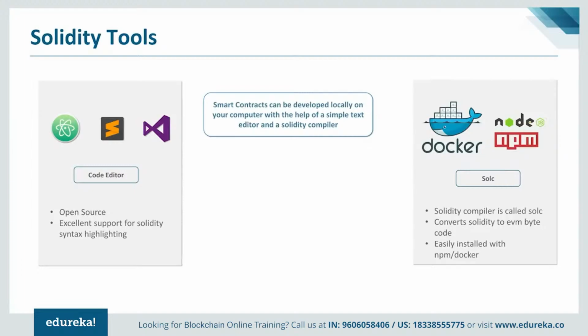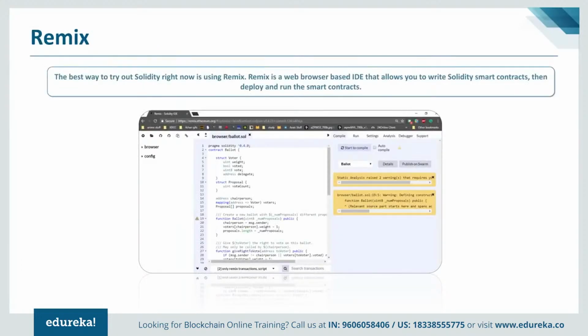Now this compiler can be easily installed with the use of Docker or the Node.js package manager known as NPM. So code editor and compiler go hand in hand and you're ready to go. Now there's actually another option for those of you who don't want to go through the trouble of installing a compiler and then a text editor with all its packages for syntax editing and source code editing. And that other option is called Remix.